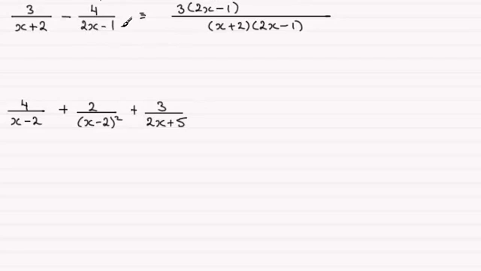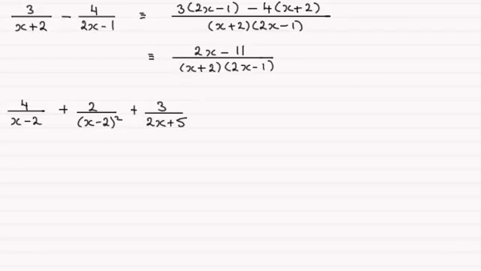And then for this second fraction, what do we multiply the 2x minus 1 by to get this denominator? It's the x plus 2. So we'd multiply the top there, the 4, with the x plus 2. And you should be familiar with this. If not, do check out videos that I've done on simplifying fractions like these. Okay? So on that basis, if you were to simplify this, what you would get would be this. 2x minus 11 all divided by x plus 2 times 2x minus 1.